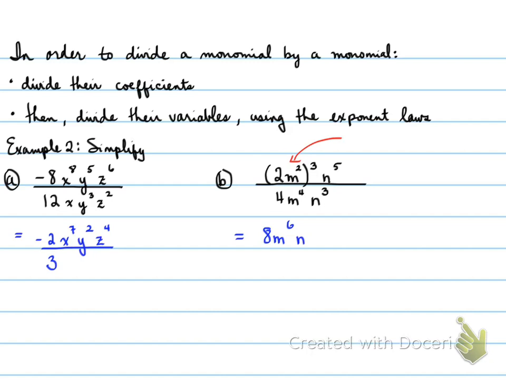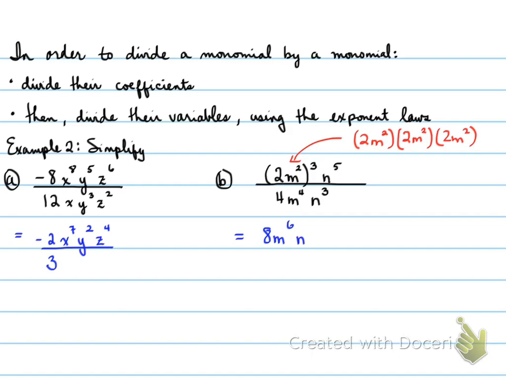Well, 2m squared cubed actually means 2m squared times 2m squared times 2m squared. And when you multiply all of that, 2 times 2 times 2, that gives us 8. M squared times m squared times m squared gives us m to the power of 6.